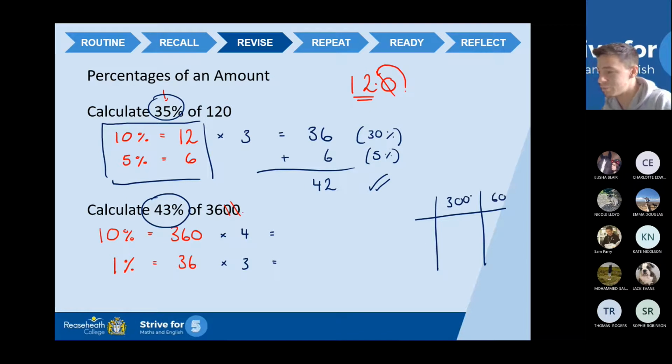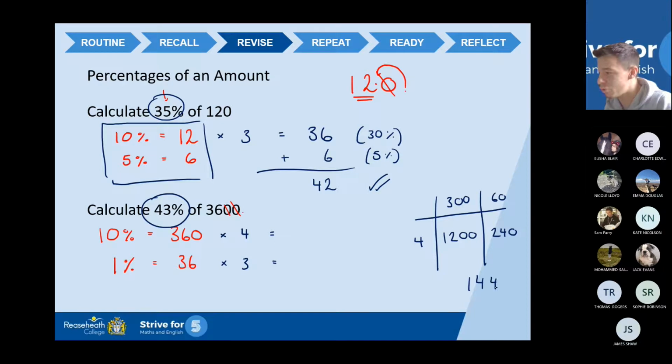360 can be split up into 360, timesing it by 4. So 4 times 3 is 12 with 2 zeros, and then 4 times 6 is 24 with 1 0. Add those two values together, I get 1,440. Okay, so I'm mimicking what I would do on an actual paper. That's my 40%. And then finally, for my 3%, 36 times by 3.